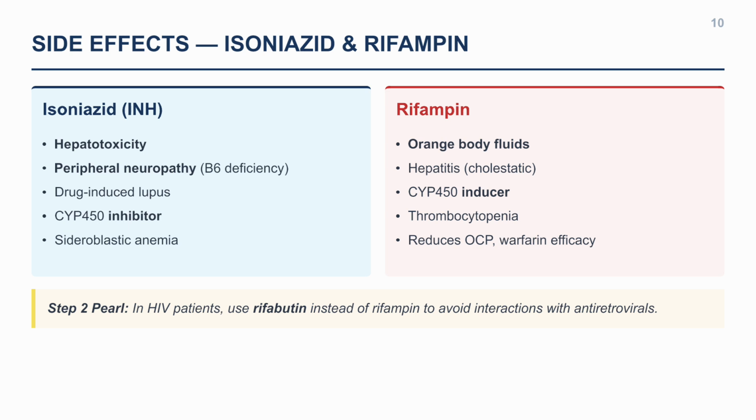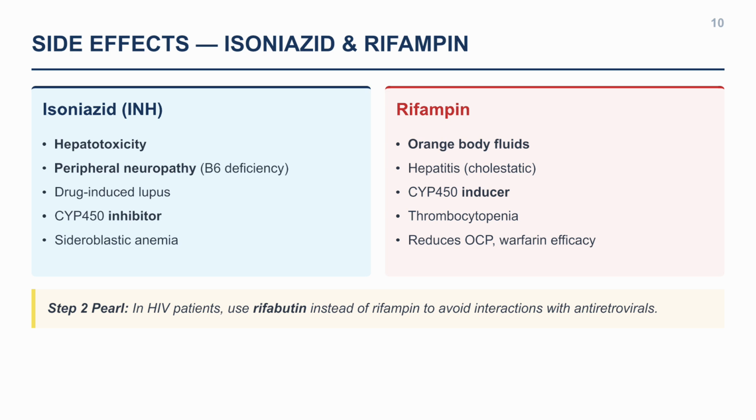Isoniazid causes hepatotoxicity with elevated liver enzymes and peripheral neuropathy from vitamin B6 deficiency, which is why pyridoxine is always co-administered. It can also cause drug-induced lupus and sideroblastic anemia. Isoniazid is a CYP450 inhibitor, meaning it raises levels of other drugs.